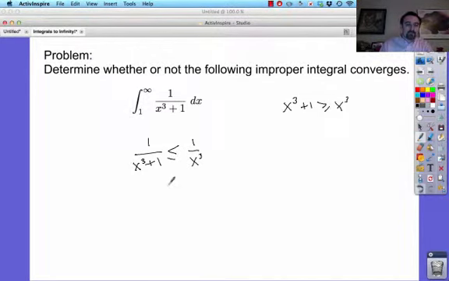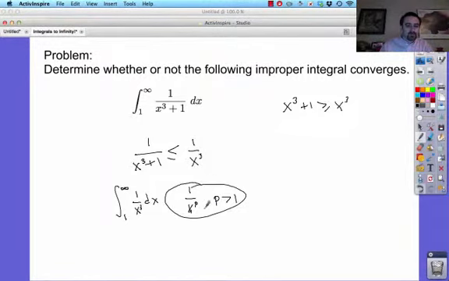Because of this, we can look at the integral from 1 to infinity of 1 over x cubed dx. But notice what this is. This is 1 over x to the p, where p is greater than 1. We know that this integral converges for any value of p greater than 1. So this converges.